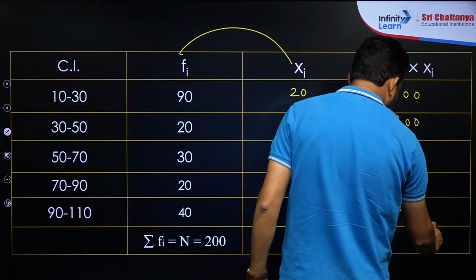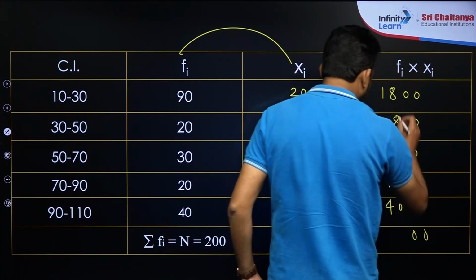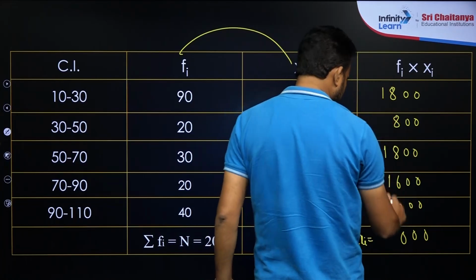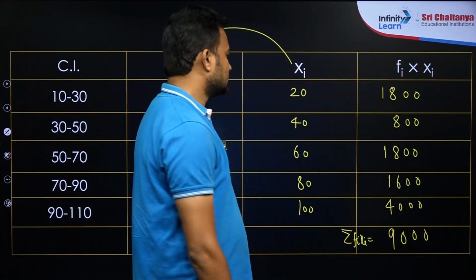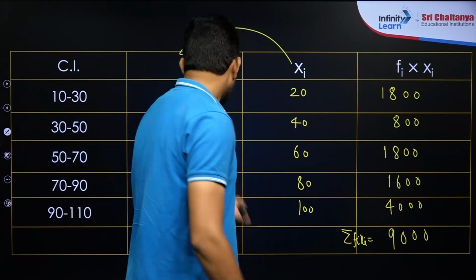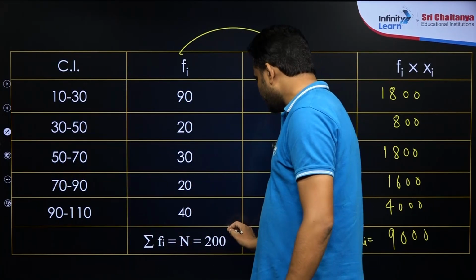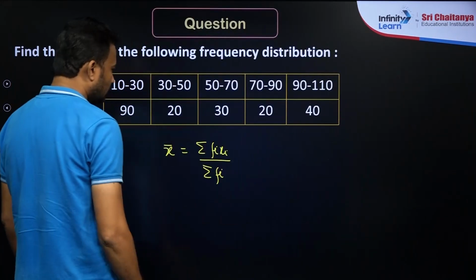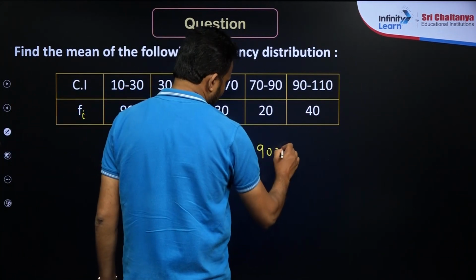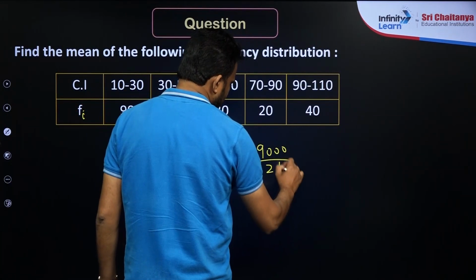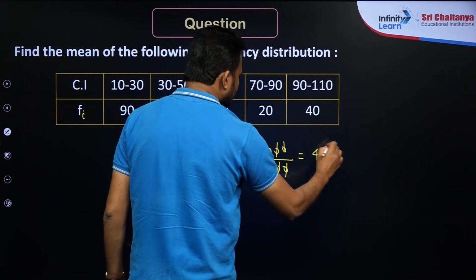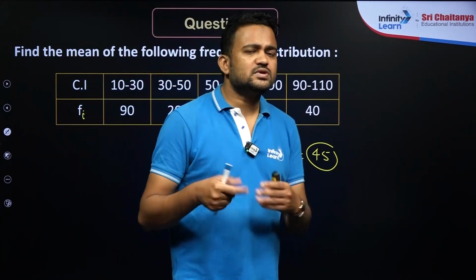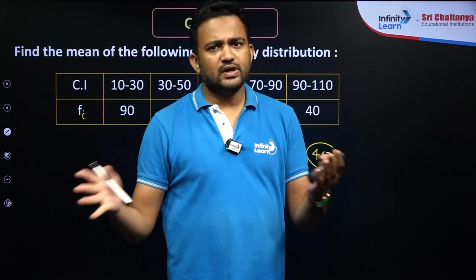The summation of fi(xi) is 9000, and also the summation of fi, which is calculated over here, is 200. Now put the values: 9000 upon 200. Once you solve this, you will get 45. So the mean of this distribution is 45. If you use any method, you will get the same answer.